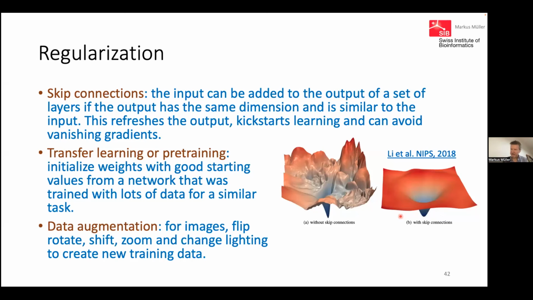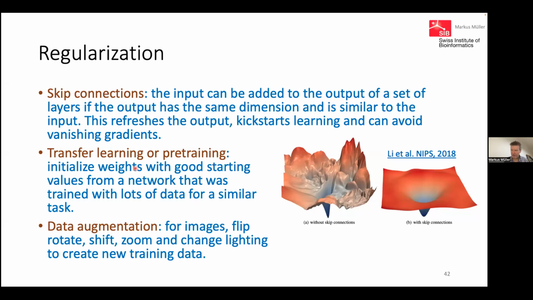So reintroduce the original input at certain points in your network, basically to refresh the network at this point. And it is shown that this leads to smoother loss functions and also to better generalization results. Then, very powerful as well, you can use transfer learning.